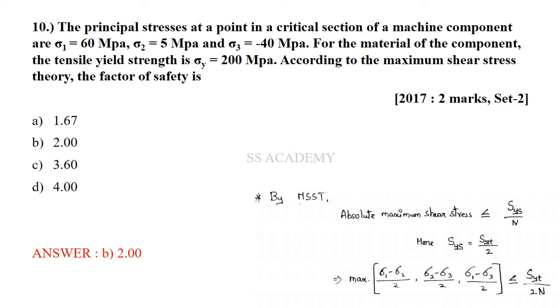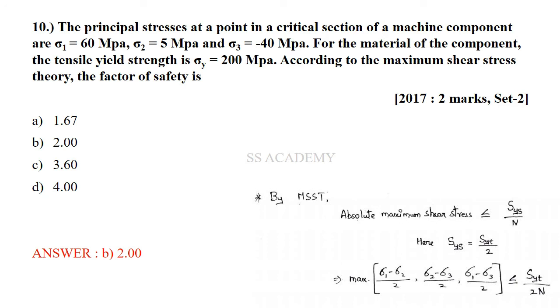According to the maximum shear stress theory, the factor of safety is, what is maximum shear stress theory? By maximum shear stress theory, the absolute maximum shear stress must be lesser than or equal to the shear strength in yield, that is strength of the material in shear, divided by factor of safety. According to MSST, SYS and SYT, that is yield in shear and yield in tension, both strengths are related by this formula. SYS is equal to SYT by 2.